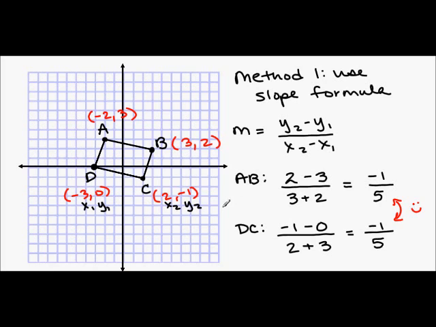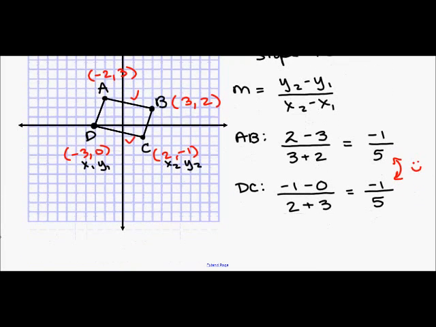Okay. But I need to show not just that AB and DC have the same slope, but also that AD and BC have the same slope. So let me finish up with those. BC, I'm going to move my label up to B. Okay. Y2 is negative 1 minus y1 is 2 over x2 is 2 minus x1 is 3.